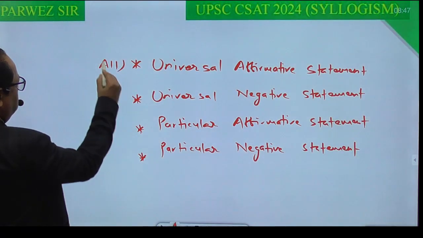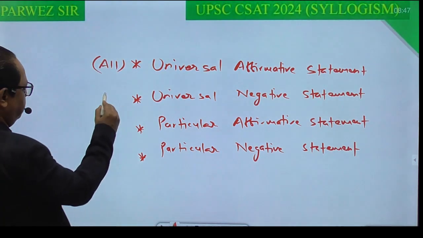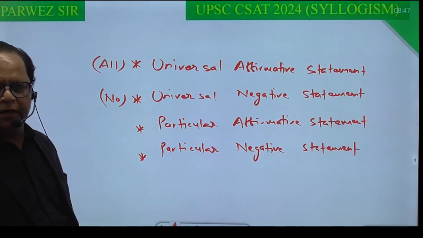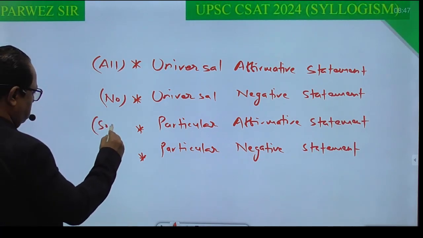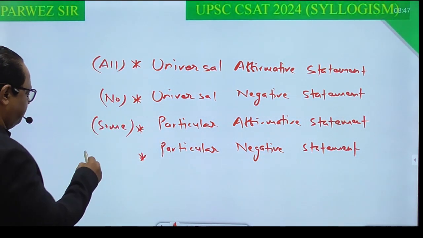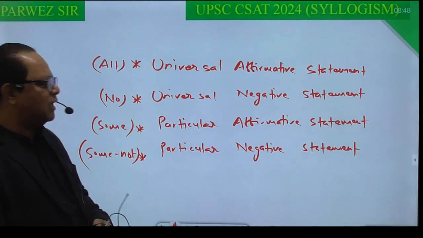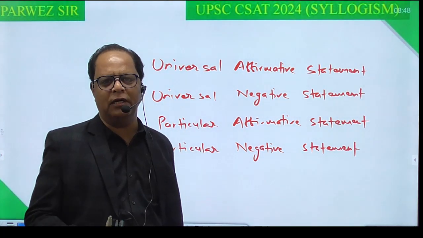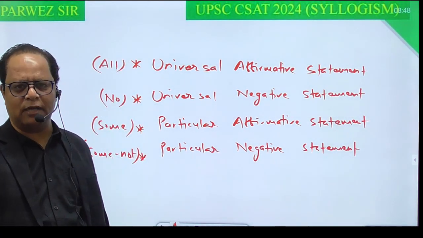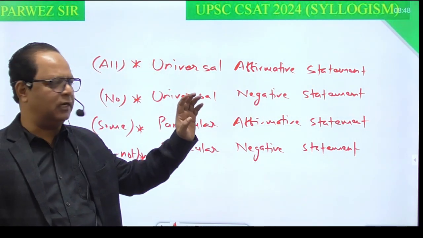Universal affirmative statement, in common language, you can say the statement starts with all. Universal negative statement, this is no. When we are talking about particular affirmative statement, remember this is some. And when we are talking about particular negative statement, this is some not. So these are the four basically important types that I want to share in today's class so that you can easily understand Syllogism.